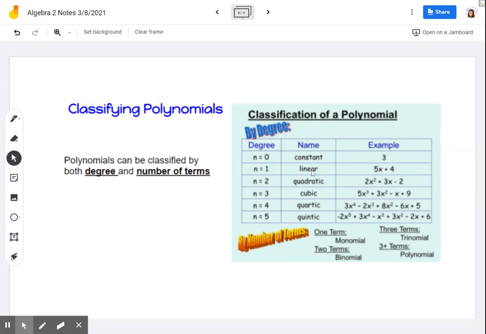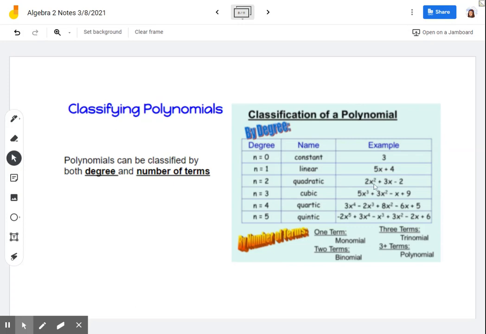A linear term, you might recall a linear function. It would look like the example here, this 5x plus 4. So that would have a degree of 1. We can picture the exponent of the x term, the linear term here, being a 1. Our next one is a quadratic. We should be very familiar with what a quadratic term looks like.